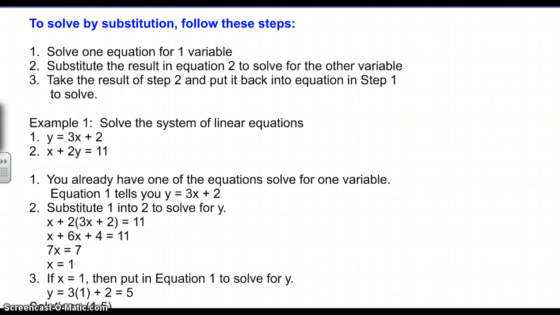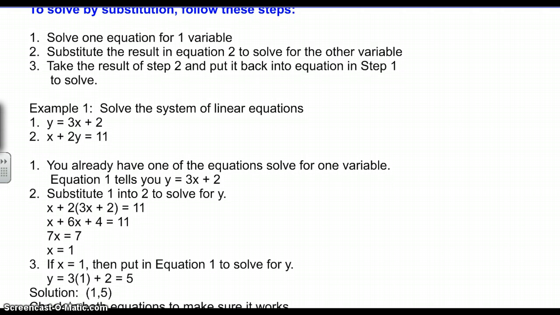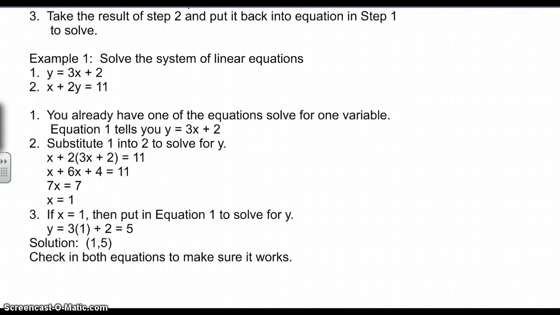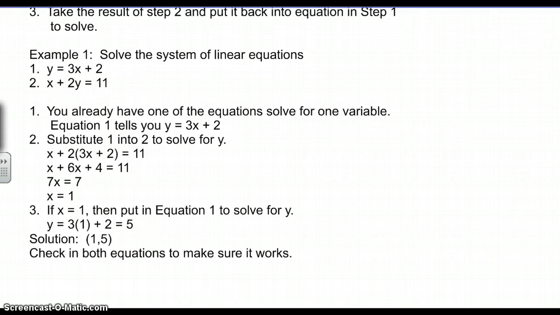So now we've solved for x. Now you have to take what you just solved for and put it back in the equation that you did not use in step 2. So go back to the original equation. If x equals 1, then in equation 1, y equals 3 times 1 plus 2. That equals 5. So your solution here is the point (1, 5).